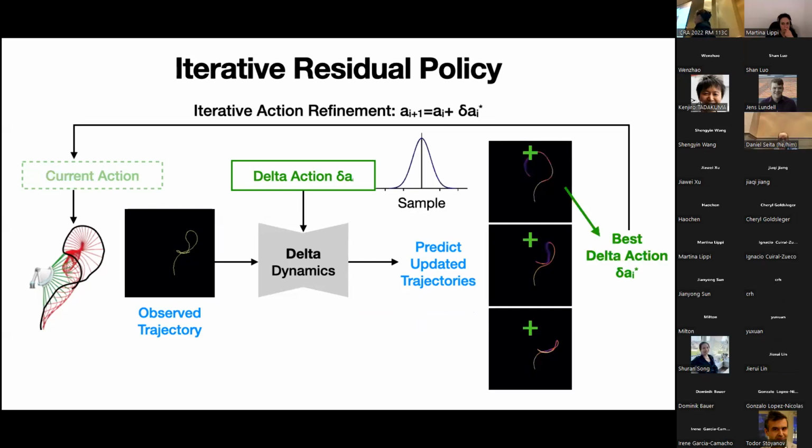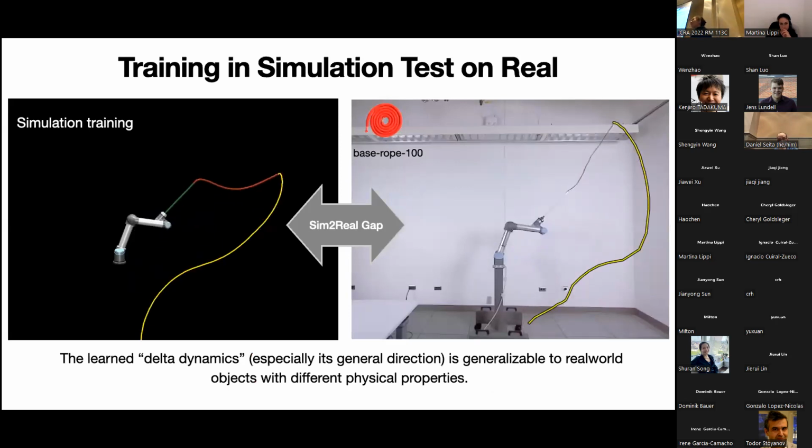Then by sampling different delta actions and predicting their corresponding trajectories, the system can select the best action that will get it closer to the goal. And then it can iteratively refine its action until it reaches the goal condition. Note that the delta dynamics model is only trained in simulation. And as you can imagine, for this task, there is a huge sim to real gap.